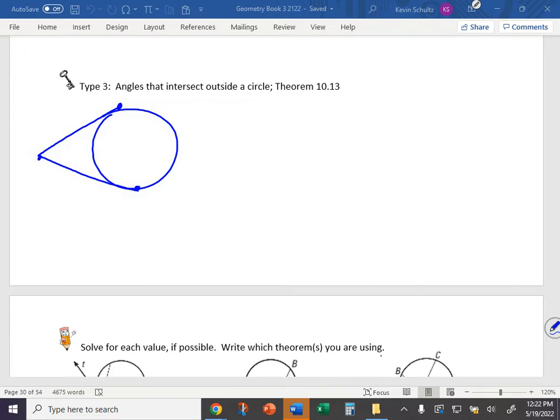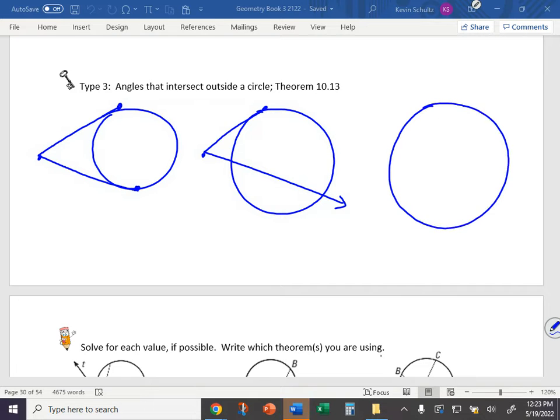You can have a tangent and a secant. Or you can have, ooh, that one's very good, a secant and a secant. Those are the 3 options for an angle that starts outside the circle. There are no chords involved here because chords are all inside the circle. So for angles that are outside the circle, you have either tangent, tangent, tangent, secant, or secant, secant. All right.